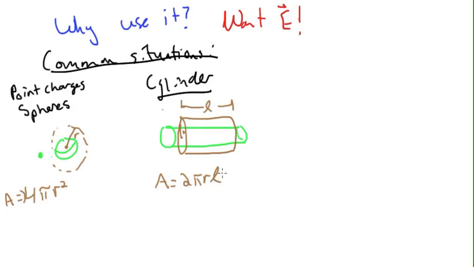And usually this L will cancel out, because usually in something like this you're given a charge density, a charge per length. The length will cancel.